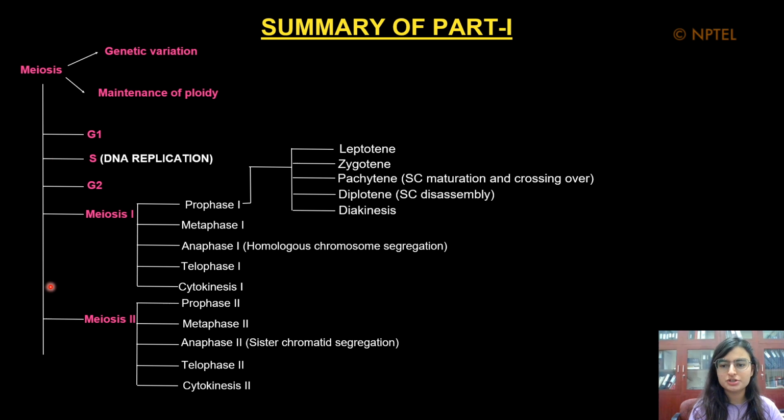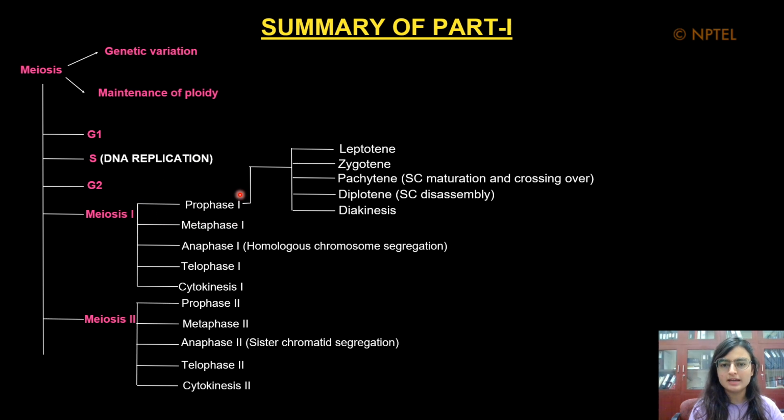There are different stages in the meiotic process, starting with the G1 phase where the cells prep to enter meiosis. During the S phase, the DNA replicates, which is followed by the G2 phase. G2 phase is followed by meiosis 1, which is extremely important, and it is where the reduction of the number of chromosomes actually happens.